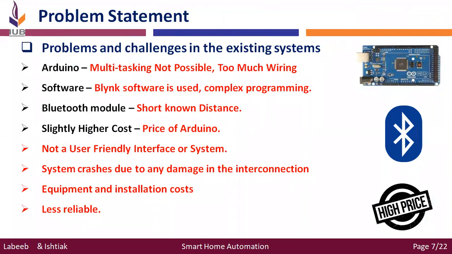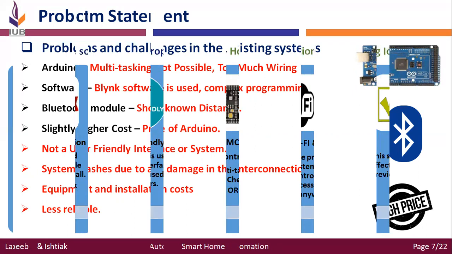The problems we have found in the existing system are: Arduino is used where multitasking is not possible, too much wiring, and Blynk software was used, which was complex. It was complex programming, and the Bluetooth module was also used for a short known distance. It was slightly higher in cost because of the price of Arduino. And it is not a user friendly interface or system. The system crashes due to any damage in the interconnection. That means if there is damage in the connection, the entire system crashes, not a single device. The equipment and installation cost is higher and it is less reliable.